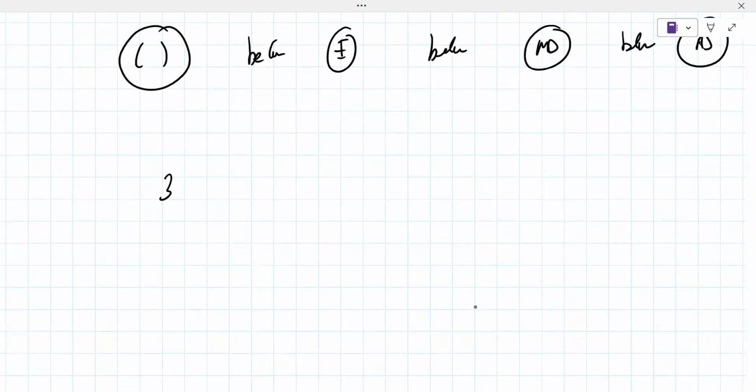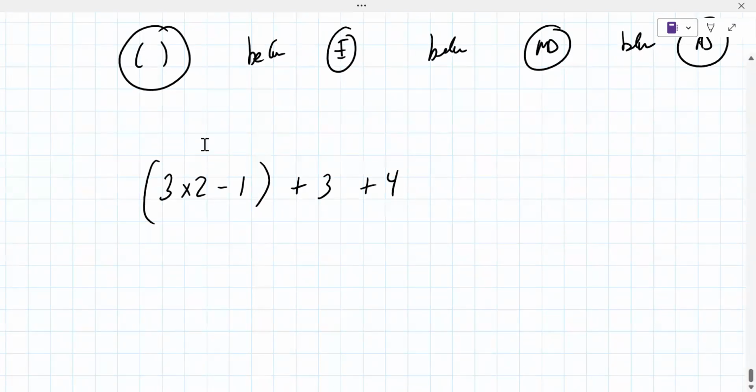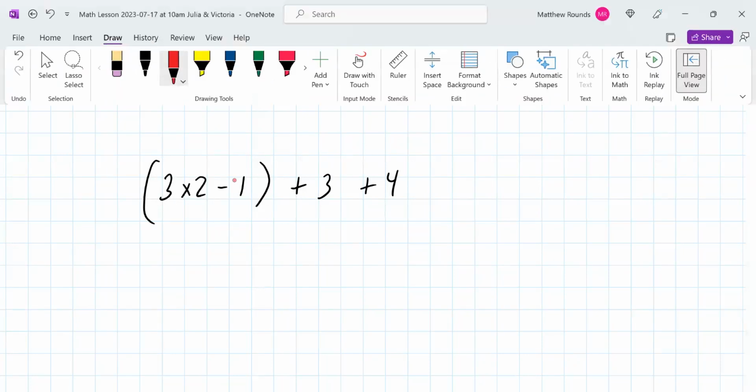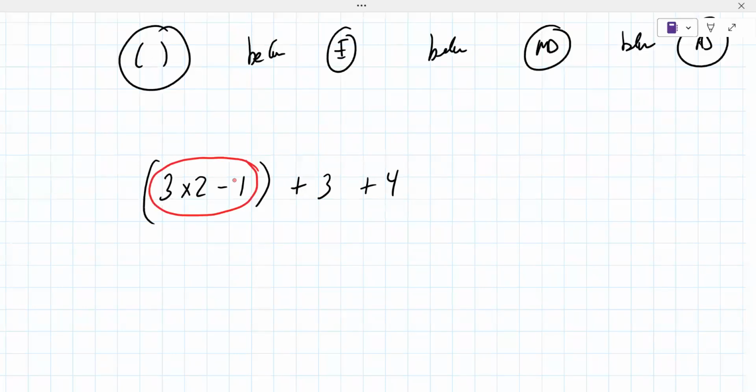Let's say it's 3 times 2 minus 1 in parentheses plus 3 plus 4. So guess where you go first. You go right inside parentheses and you ignore everything else. And once you're inside parentheses, it's almost as if you reset. You say, okay, what do I have here? Well, you have multiplication and subtraction. So which do you do first? Multiplication. So you do 6 minus 1, which is 5.